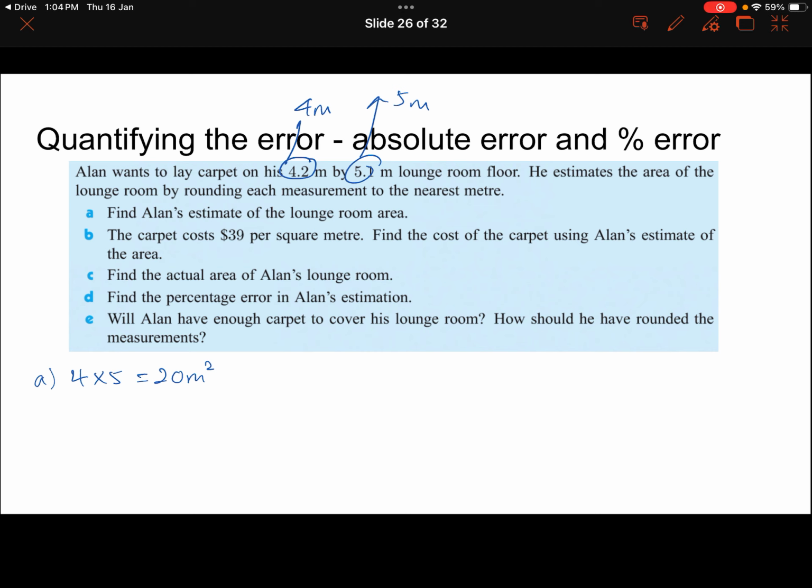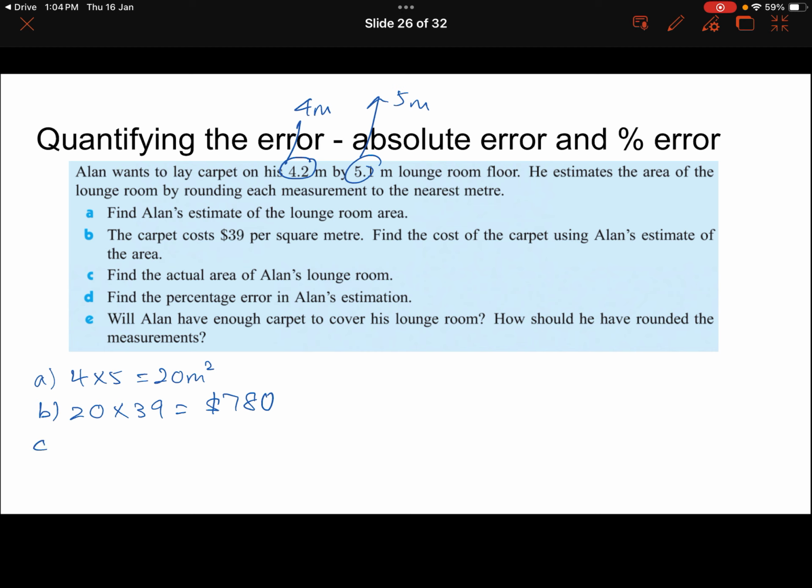So now, if you're going to lay the floor with a carpet, okay, and it's going to cost you $39 per square meter, it says find the cost of the carpet using Alan's estimate of the area. We got the previous area, which is 20. So we're going to take 20 times 39. That's going to give me $780 to lay the carpet. So I want you to think about this. There is context here. I'm going to lay a carpet on the floor. But remember, instead of using the actual measurement, he decides to round down the measurements in this case. That's going to cost him $780.